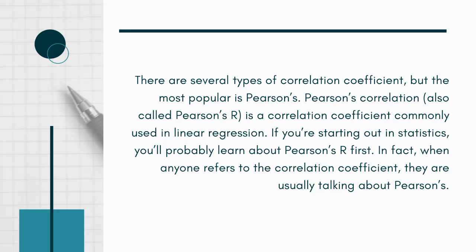There are several types of correlation coefficient, but the most popular is Pearson's. Pearson's correlation, also called Pearson's R, is a correlation coefficient commonly used in linear regression. If you're starting out in statistics, you'll probably learn about Pearson's R first. In fact, when anyone refers to the correlation coefficient, they are usually talking about Pearson's.